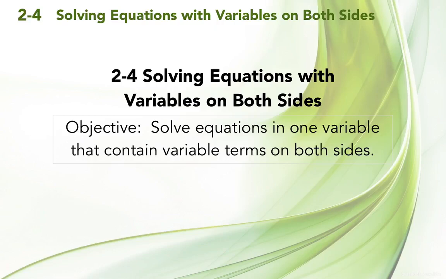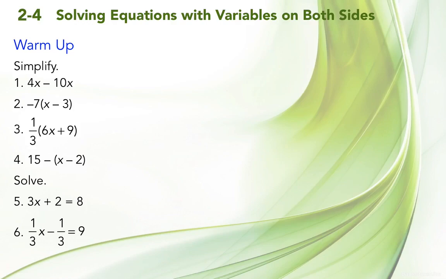This is going to be section 4 of chapter 2, solving equations with variables on both sides. The last section we just looked at variables on one side, but now we're going to have them on both sides. Our objective here today, again, is just to solve equations in one variable that contain variable terms on both sides of an equation. Before we get started, here are our warm-up questions.